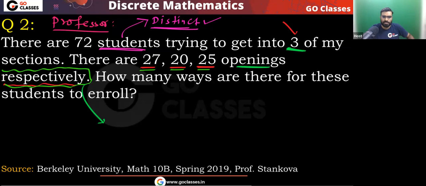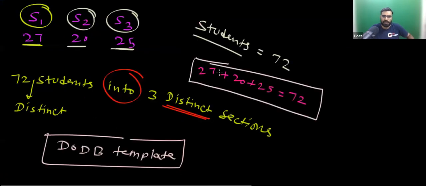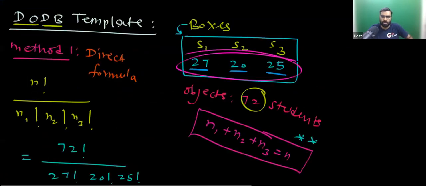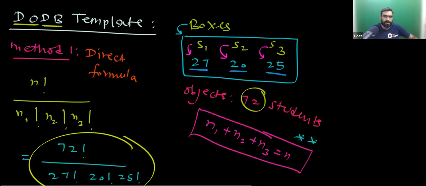So you can easily notice we have three sections, S1, S2, S3, and we want to distribute in this order. S1 should have 27, S2 should have 20, S3 should have 25. And the total is equal to 72. You can see the total is equal to N. So you can apply the direct formula and your answer will be 72 factorial divided by 27 factorial, 20 factorial, 25 factorial.